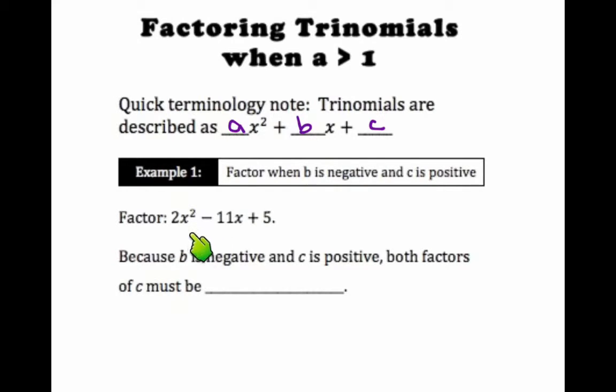So we're going to factor 2x squared minus 11x plus 5. We learned last week that we could factor out a greatest common factor, but we can't here. These are going to be really ugly if we try to do that. So we're going to have to factor this whole expression. Well, we can think, because b is negative and c is positive, both factors of c must be negative. They have to be negative, because a negative times a negative is going to give us that positive, and we can add a negative and a negative to get a bigger negative.